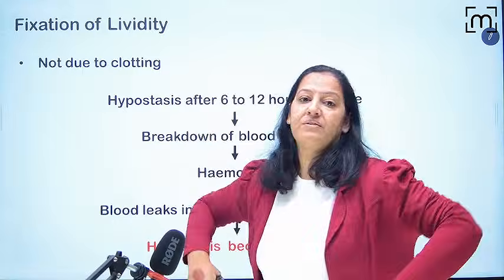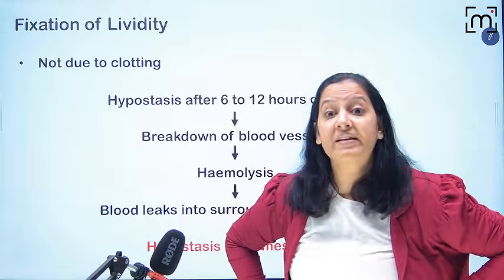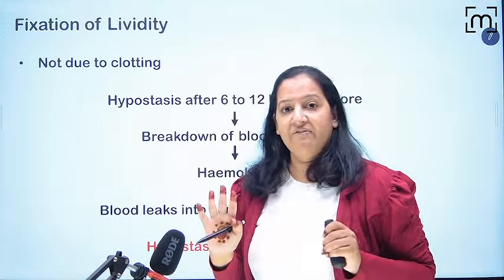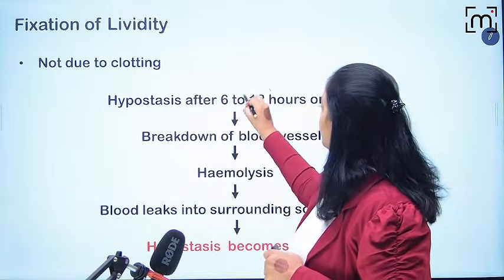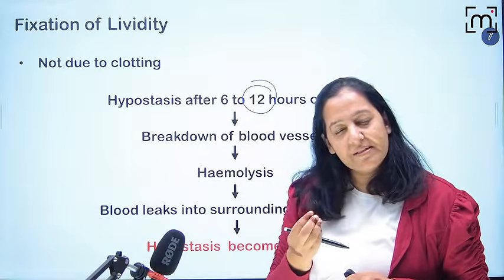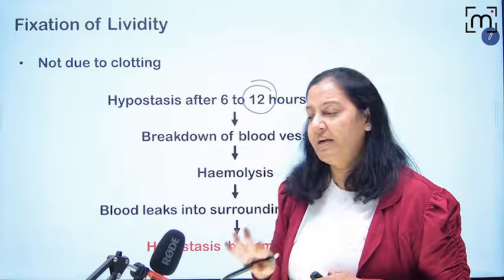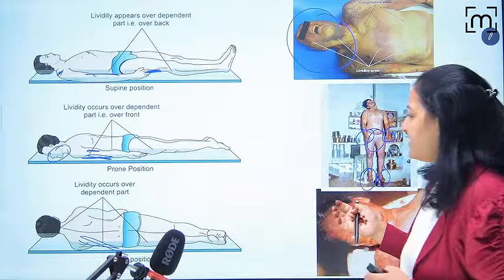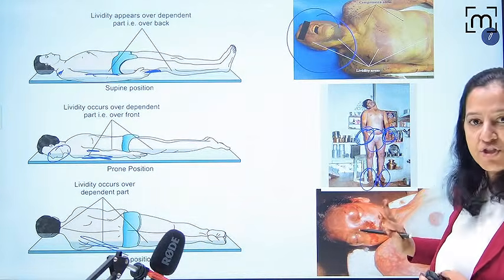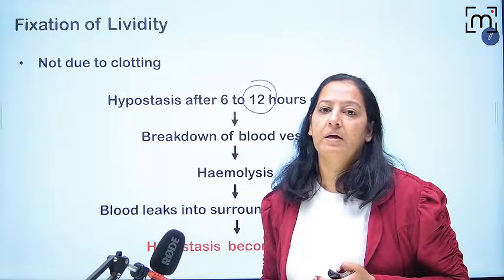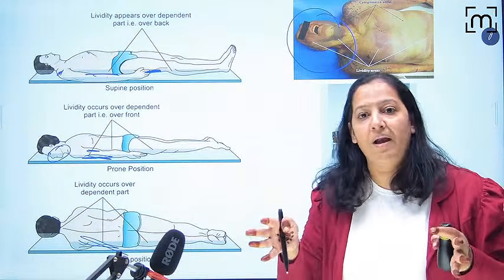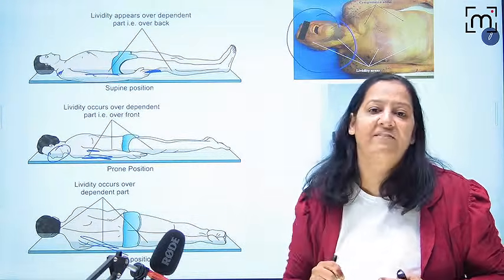Now, fixation of the lividity. Let's come to the next topic, fixation of the lividity. Lividity gets fixed after 12 hours. After 12 hours, the blood vessels rupture, the blood comes out, and the blood deposits in that area. It will not shift, even on changing the position of the body. If the dead body position is changed within 12 hours, the lividity will change and secondary lividity will develop.